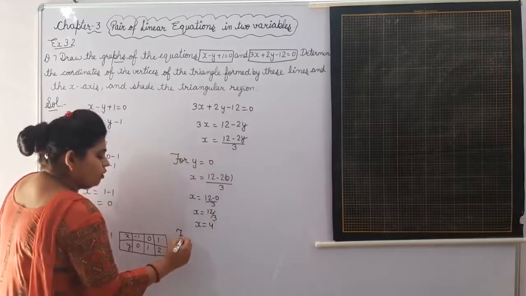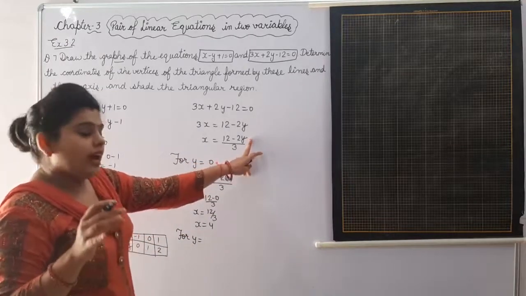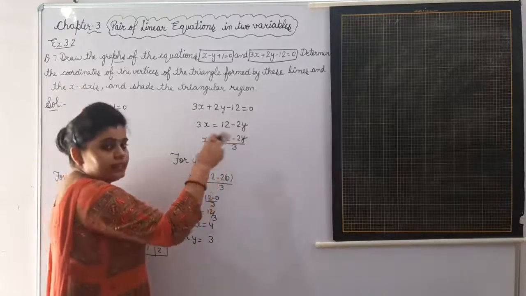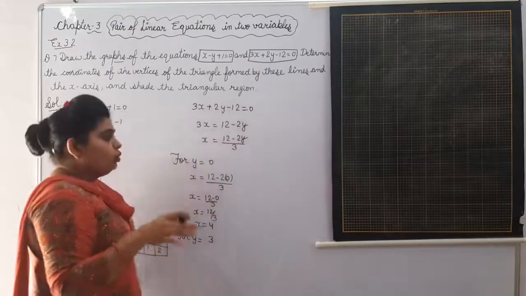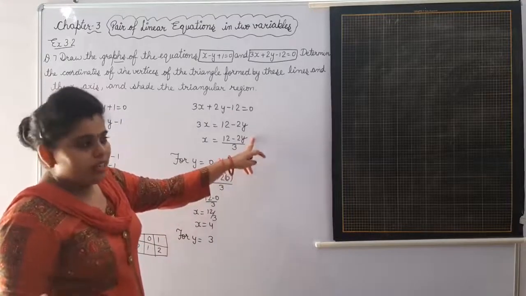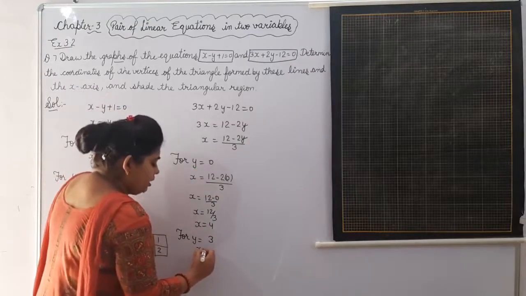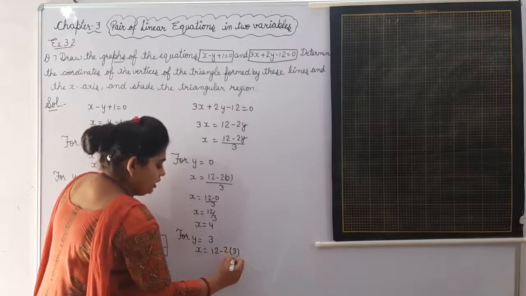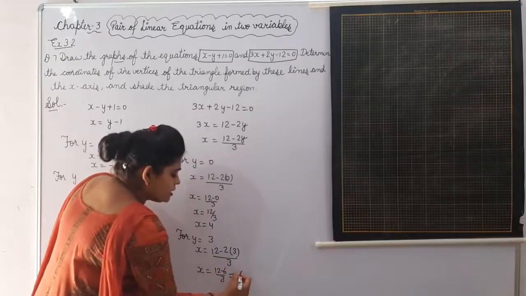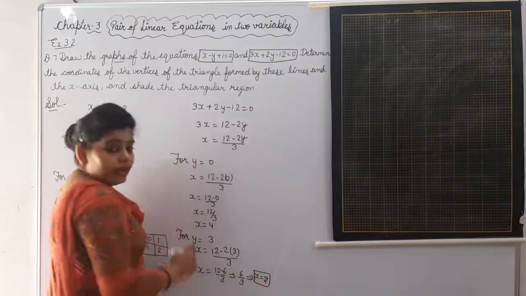Now, for y, you can put any value. Dear students, you can put any value. Suppose I am putting 3. Why am I putting 3? Because 3 twos are 6, 12 minus 6, 6 divided by 3. Or you can put 0, I have taken 0. You can put 1 also. The answer will come in points. It's your wish which points you want to put. Suppose I am putting y is equal to 3, then x will be equal to 12 minus 2 into 3 divided by 3, x is equal to 12 minus 6 by 3. From here, 6 divided by 3 means x is equal to 2. This is the solution when y is equal to 3.